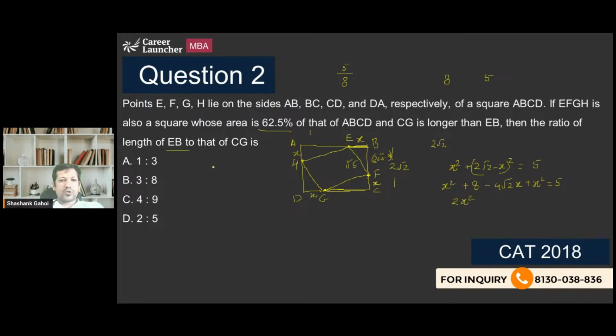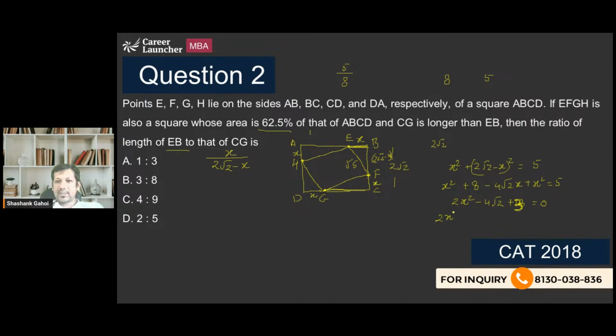And what am I supposed to find out? I am supposed to find out EB is to CG. So my job is to figure out the value of 2 root 2 minus x upon x. Okay, okay. So 2x square minus 4 root 2x plus 13, and that's equal to 0. Okay. So, sorry, it is going to be 3 only. So this is going to be 3.